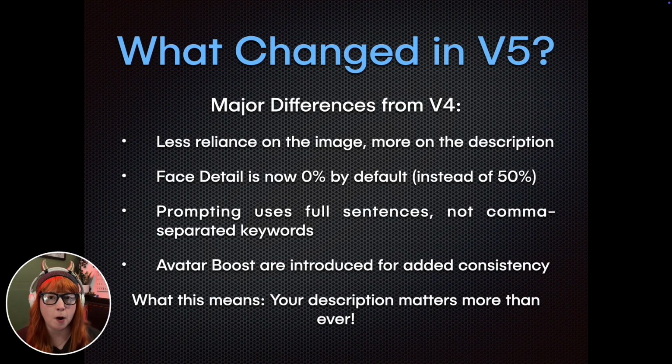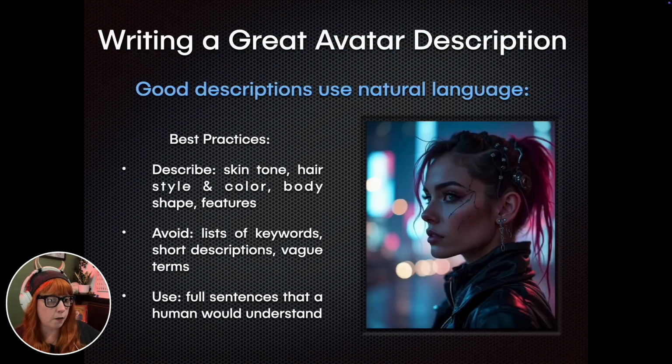There's a lot of moving parts now with selfies in V5 that we didn't have in V4, such as we have space for an avatar description now. Somebody help me out on this. Wasn't it 200 characters it was limited to in V4? I know it was just a little box, but I feel like it was really small. Now it's 800. Well, I'll cover this right here. Writing a great avatar description. Good descriptions use natural language. But, and this is where I'm going to interject this. Oh, it was 500. Cool.